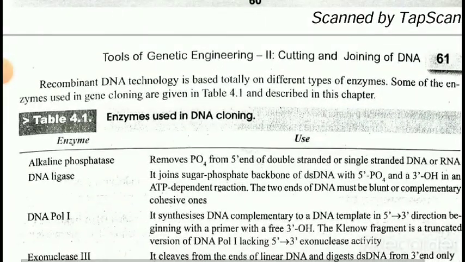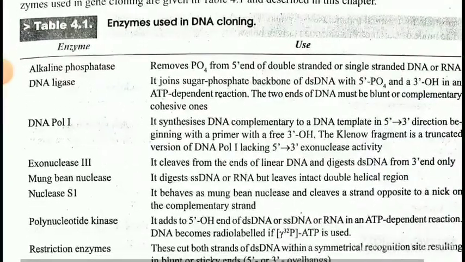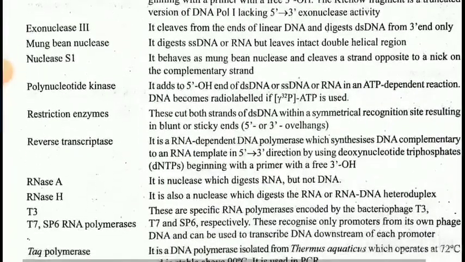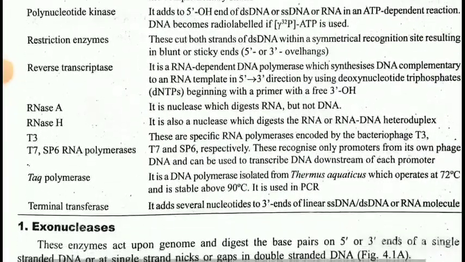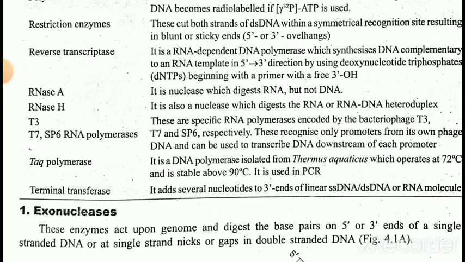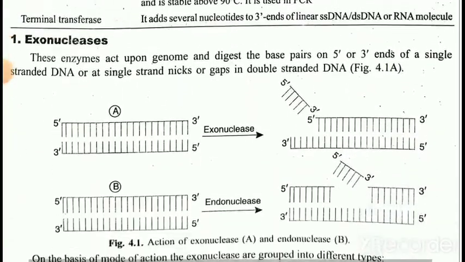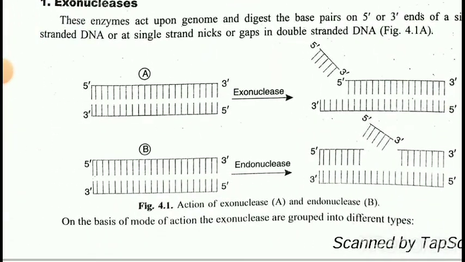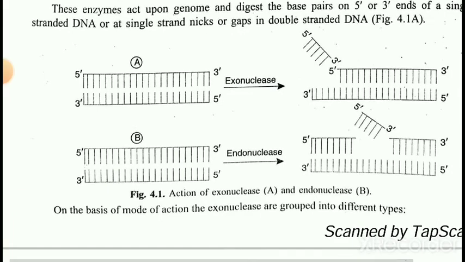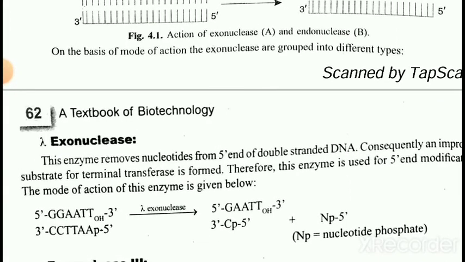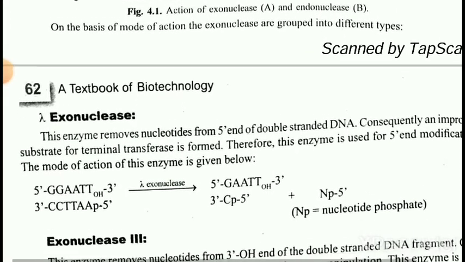Some of the enzymes used in gene cloning are given in Table 4.1 and described in this chapter. See Table 4.1, Enzymes used in DNA cloning. 1. Exonucleases. These enzymes act upon the genome and digest the base pairs on 5' to 3' ends of a single-stranded DNA or at single-strand nicks or gaps in double-stranded DNA, Figure 4.1. On the basis of mode of action, the exonucleases are grouped into different types. See Figure 4.1, Action of exonuclease A and endonuclease B.